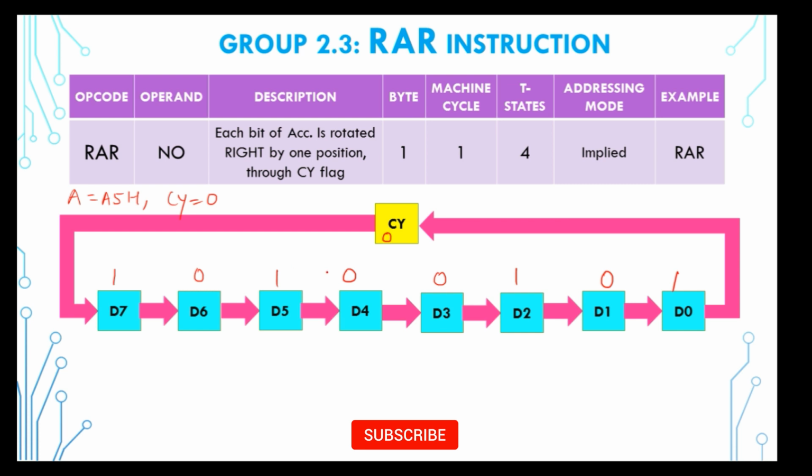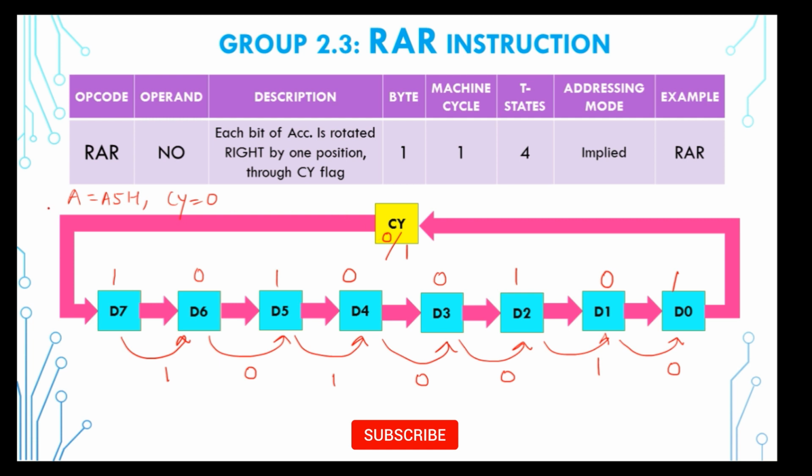Now perform RAR operation. So D7 bit is copied into the D6, so it will be 1, then D6 into D5, D5 into D4, and so on. Moving onwards, 0, D2 into D1, and D1 into D0. Now this D0 bit will be copied into the carry flag. So now it will be 1, and carry flag value, which was 0, it will be copied into the D7. So it is now 0. Let's find out the accumulator contents.